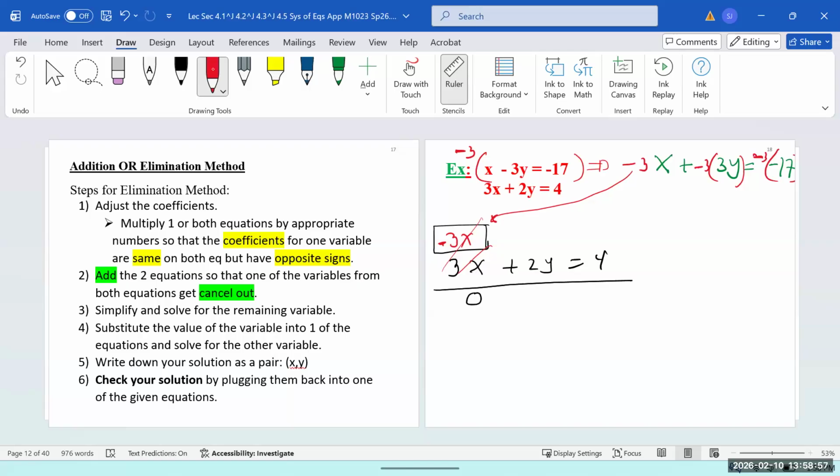Now, when you multiply only x by negative 3, you also have to multiply the 3y. Sorry, this is negative. You're lost? Okay, let me start from the beginning again.